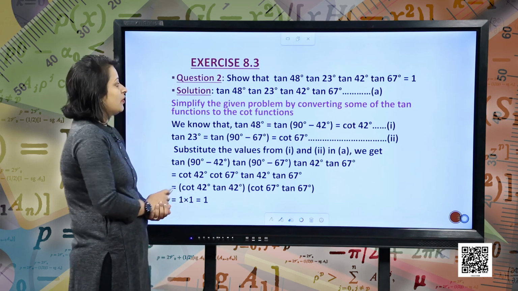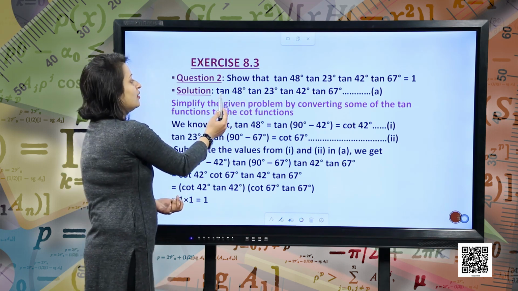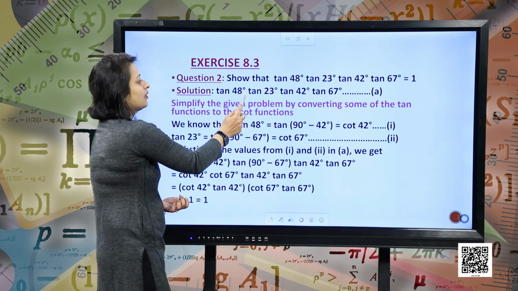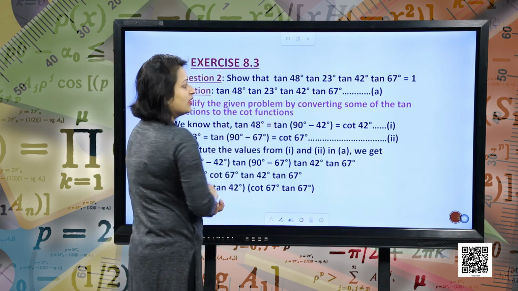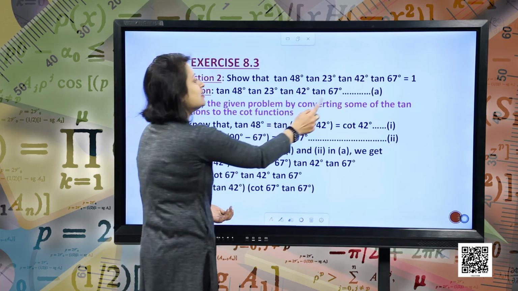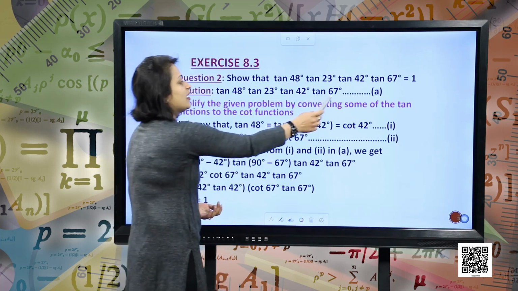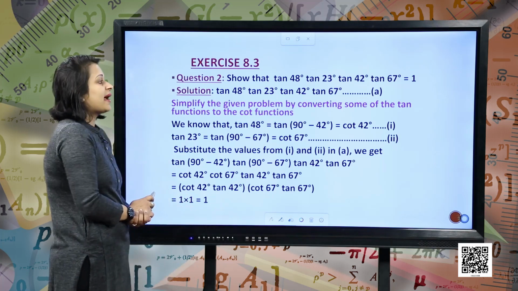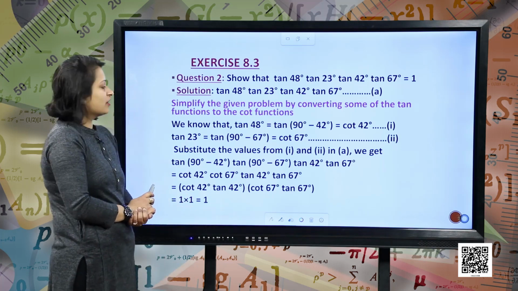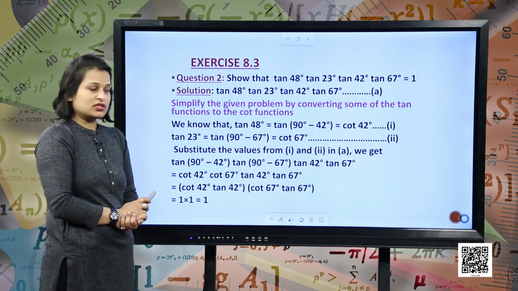What will we do? We will consider this tan 48 degree into tan 23 degree into tan 42 degree into tan 67 degree as equation A. Now simplify the given problem by converting some of the tan functions to cot functions.